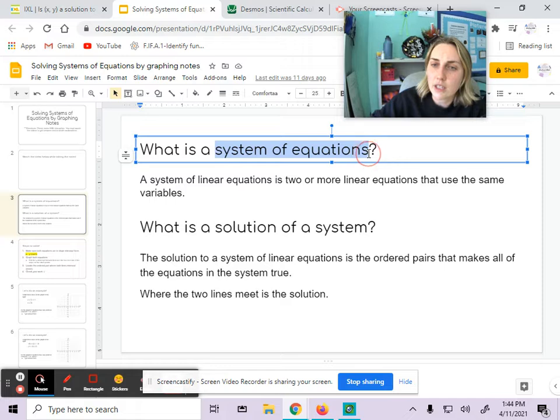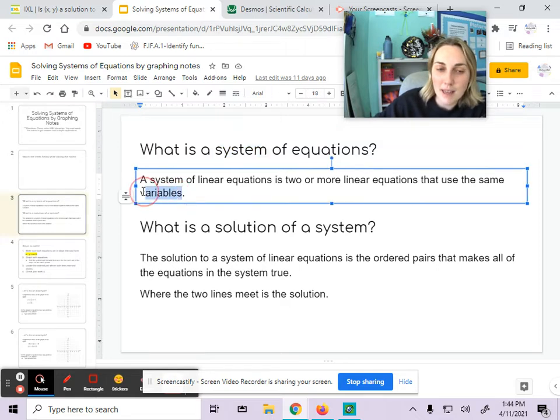A system of equations, I know that sounds confusing, but it's really not. Think about it this way. You know when you have a bunch of fish, it's called a school of fish? Well, that's the same thing with equations. Two or more equations is a system of equations, okay? They're also a system where they use the same variable, so what that means is all the letters have to be the same in all of the equations.